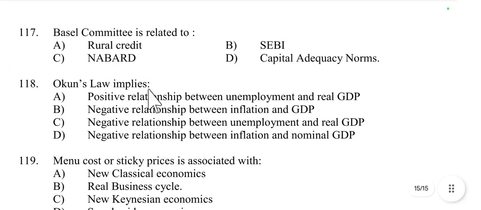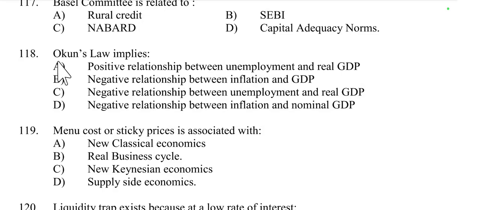Then question number 117, Basel Committee is related with rural credit, SEBI, NABARD or capital adequacy norms. Basel Committee is related with capital adequacy norms. Option D is right here, because the Basel Committee on Banking Supervision sets international banking regulation and standards, including those related to capital adequacy, to ensure that banks maintain sufficient capital to cover their risks.